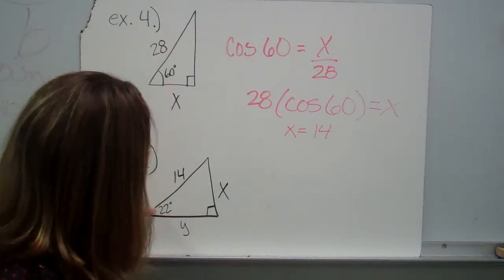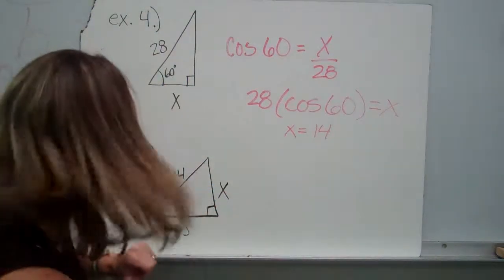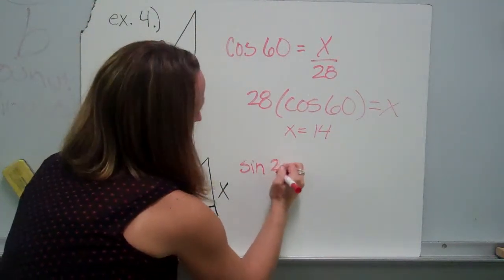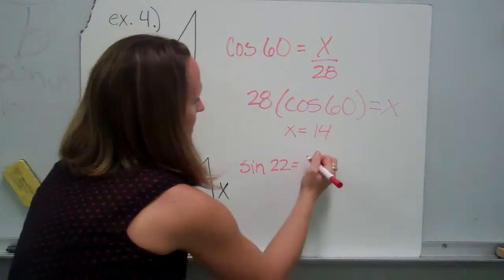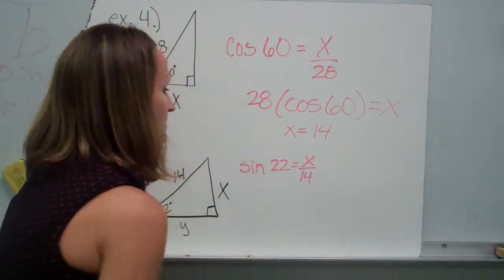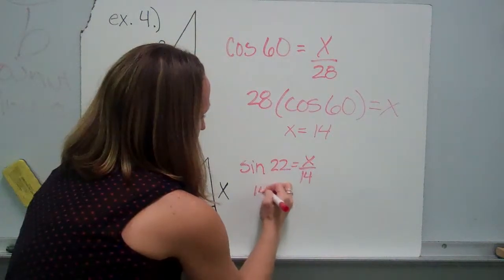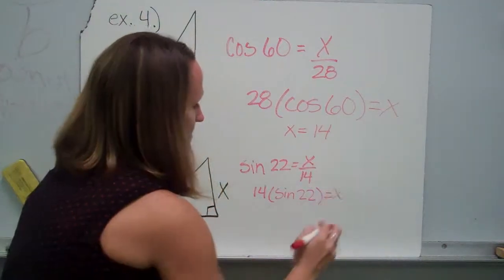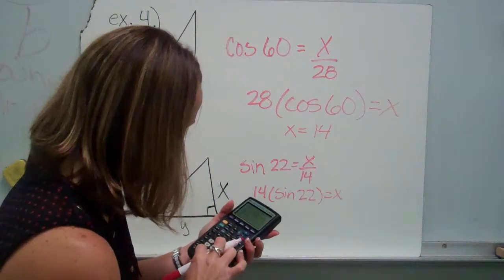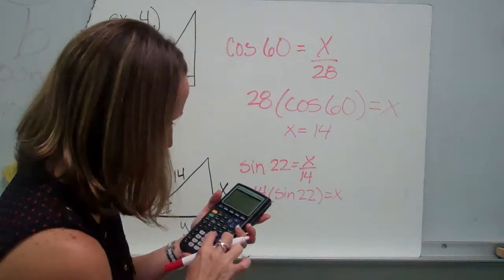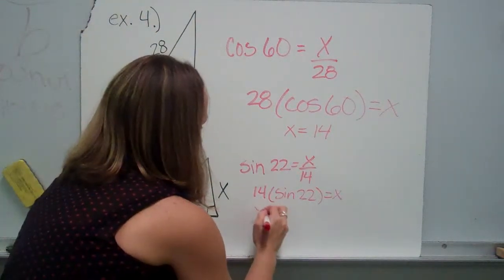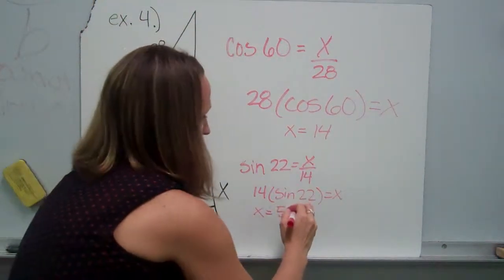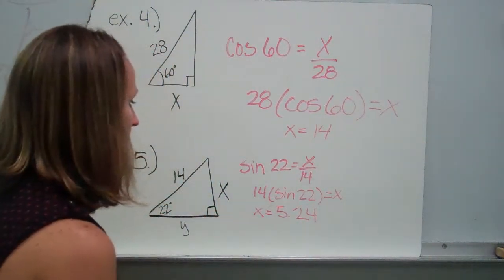So this time, if I solve for x, that's opposite of my angle, so I'm looking for sine. So I'm going to say the sine of 22 is equal to x over 14. So I'm going to solve it the same way I have the other ones. 14 times the sine of 22 equals x. I learned that this x equals 5.24.